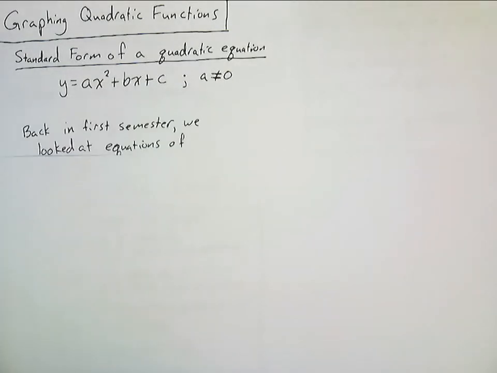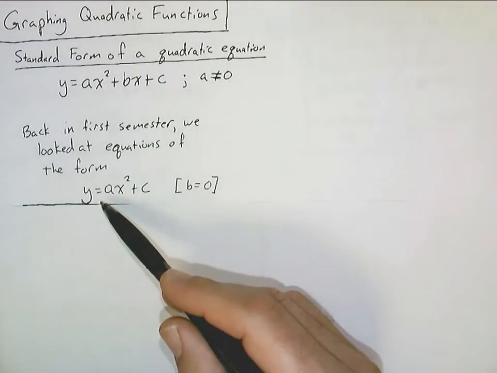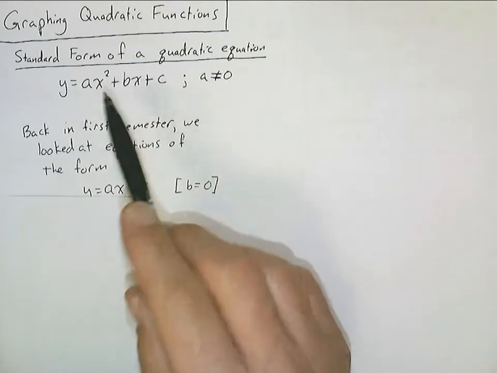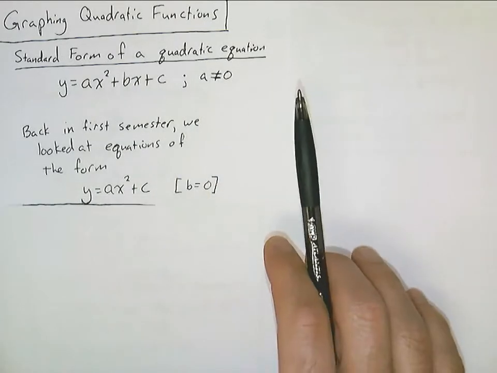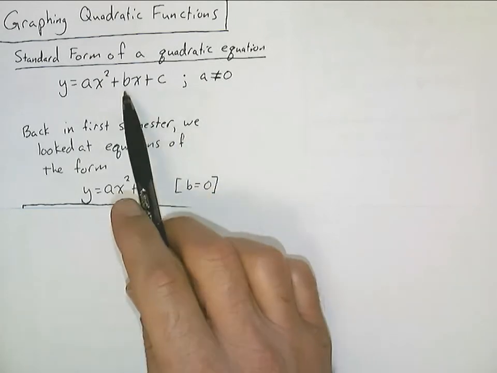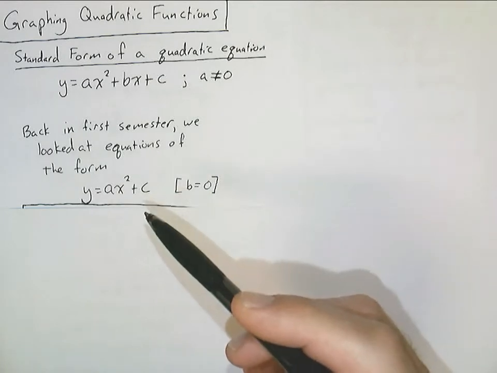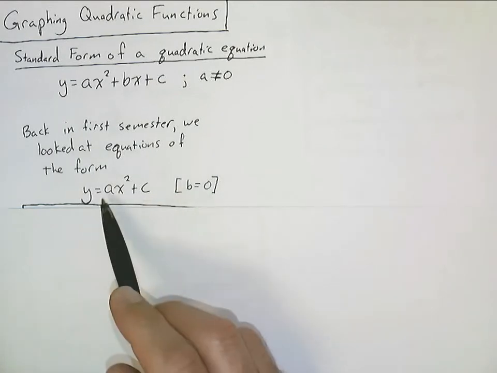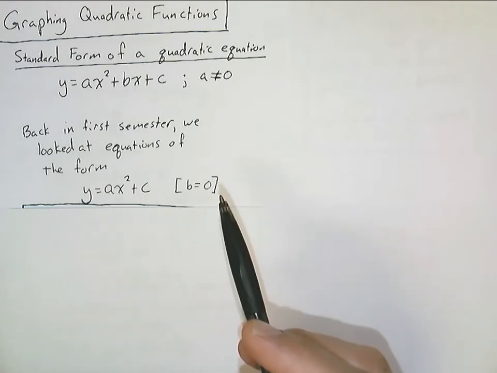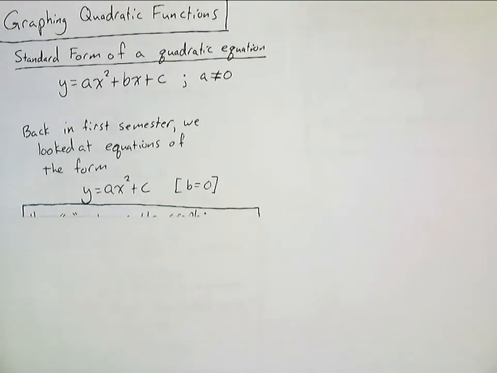Okay. So back during the first semester, we were doing that big graphs activity. We mostly only looked at equations that look like this: y is equal to a times x squared plus c, where we didn't have this linear term, the b times x. Or in other words, that means that b was equal to 0, because 0 times anything is 0. We don't need to write that in there. And we looked at various graphs, and we saw how changing this a and this c changed the appearance of the graph. And what we found was basically this.